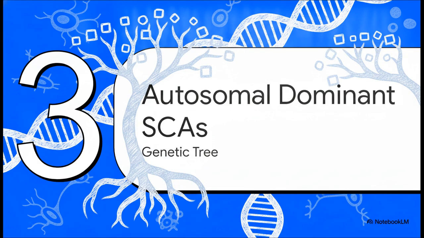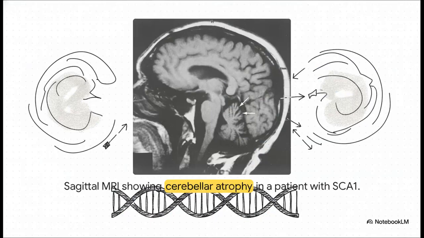Moving on to Section 3, the autosomal dominant SCAs. If that timeline points us to a chronic, progressive genetic cause, it is time to plunge into the genome. Take a look at this sagittal MRI of a 60-year-old man with SCA1. It's honestly striking. You can clearly see profound cerebellar atrophy. The beautiful, dense folia of a normal cerebellum have literally shrunk away. And that physical loss of tissue maps directly to the severe gait ataxia and dysarthria we see in the clinic.